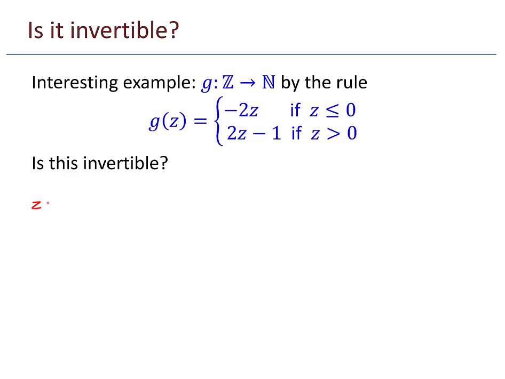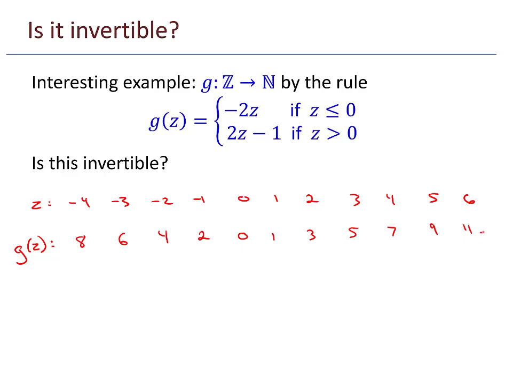Let me just write down some values of z: -4, and then g of z. Well, for my negative values of z, when z is less than or equal to 0, the result is -2z. So I get 8, 6, 4, 2, 0. And then when z is positive, I'll take twice z minus 1. So 1, 3, 5, 7, 9, 11. And of course, this pattern continues on and on and on.